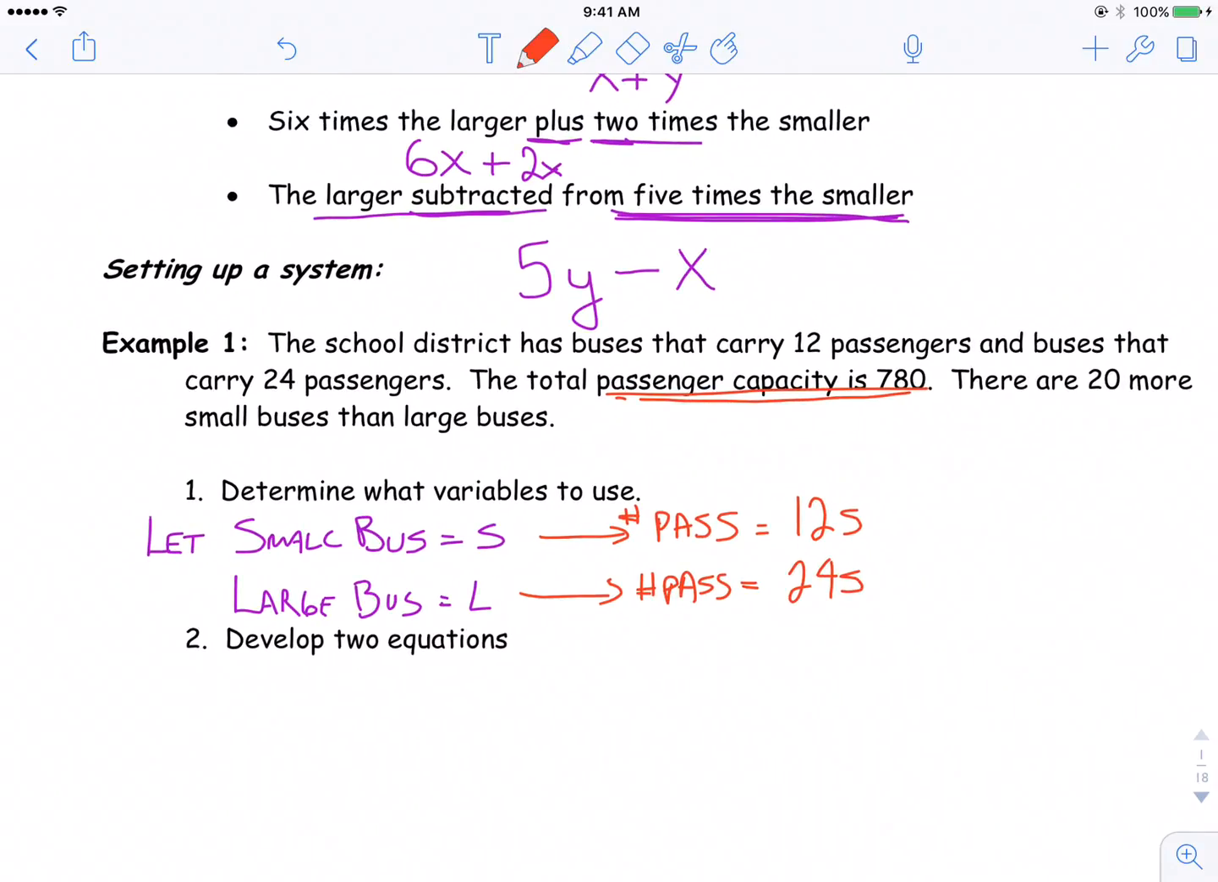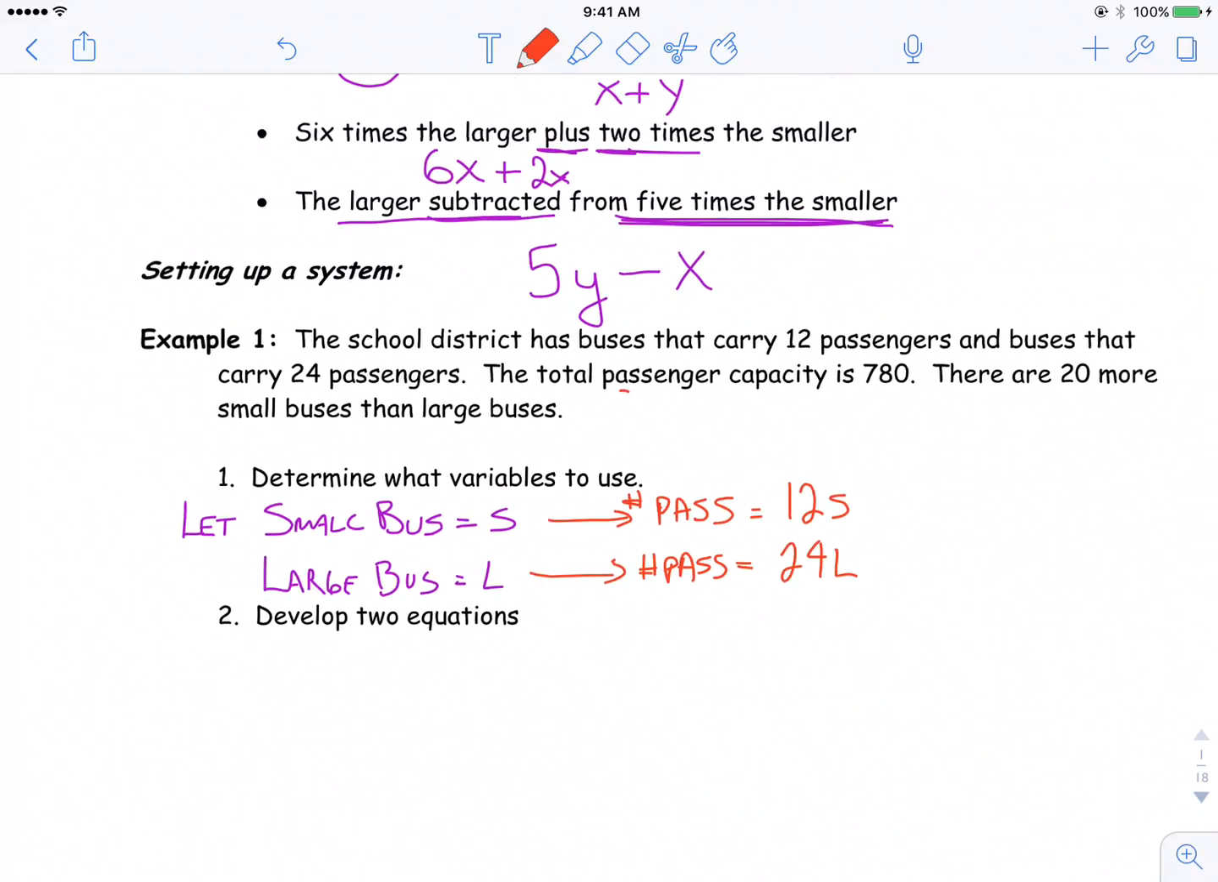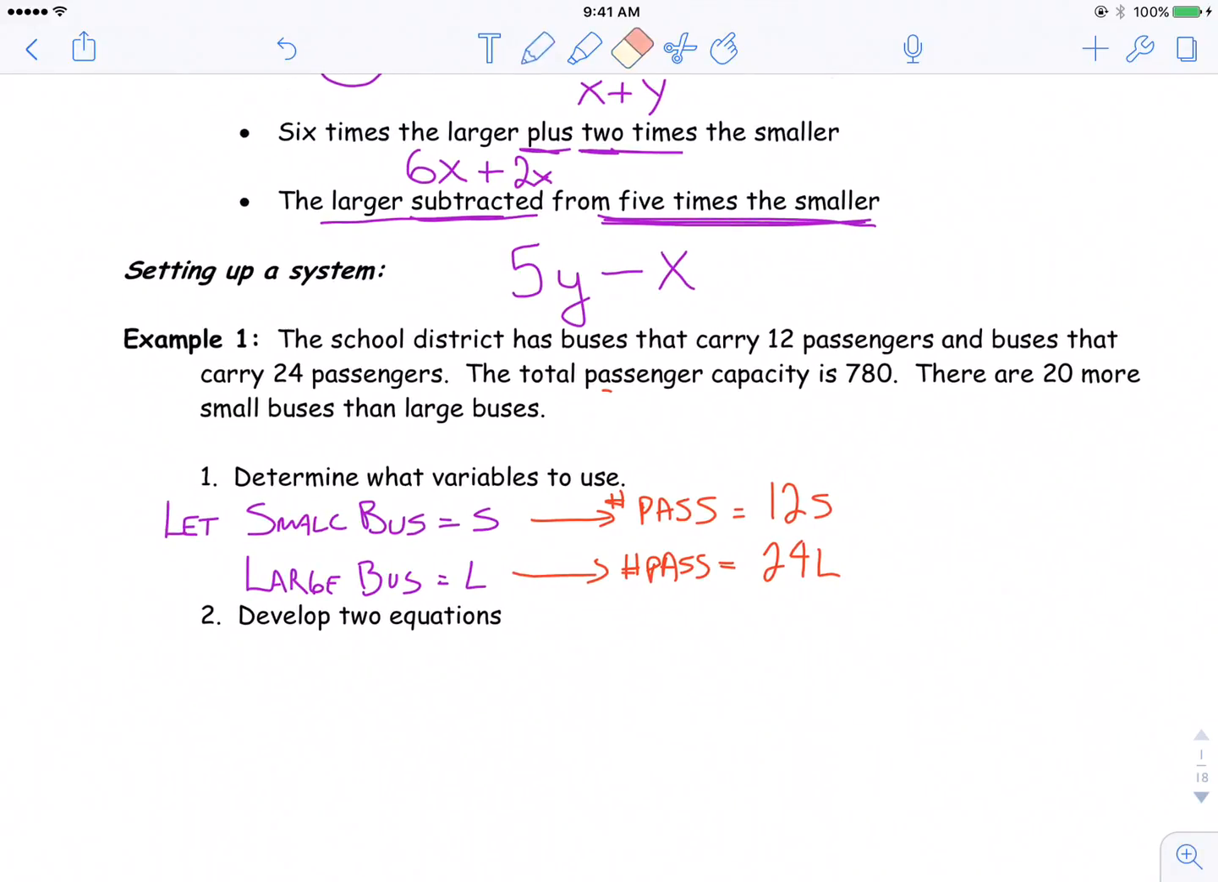So that's what I've been able to gather from the first parts of my statement. The school district has buses that carry 12 passengers and buses that carry 24. My small buses are S, my large buses are L. 12 times S gives me my capacity on my small buses. 24 times S, or not S, that should not be an S. You're all probably freaking out right now. That should be an L. 24 times my number of large buses will give me my passenger capacity on my large buses.